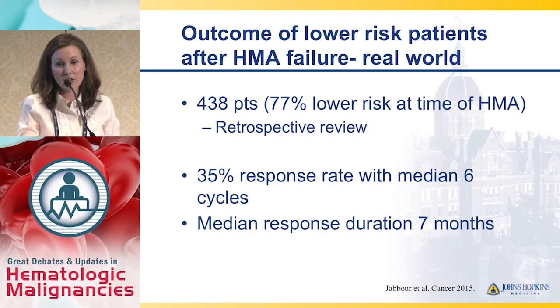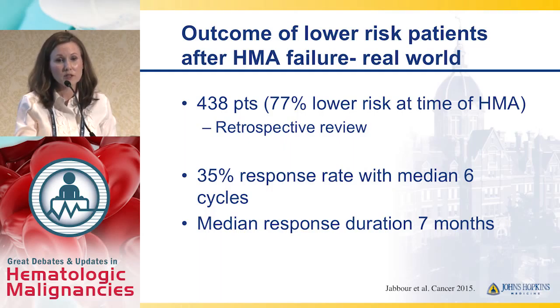A more recent publication from the MDS Clinical Research Consortium here in the United States, again looking at this real-world experience of how our patients do in terms of post-AZA failure, especially the lower-risk group, looked at about 438 patients, and 77% of them were truly meeting criteria for lower-risk disease at the time of the initiation of either the azacitidine or the decitabine. What this again showed was a 35% response rate after a median of 6 cycles, so truly treating them through 6 cycles and reevaluating. But the median response was fairly low in terms of duration at 7 months, and this is something to discuss with your patients, of what we're going to get out of this.